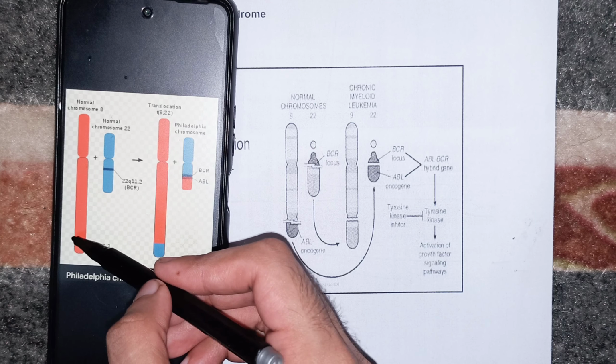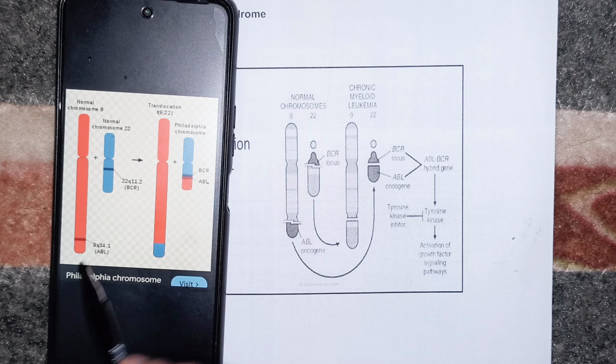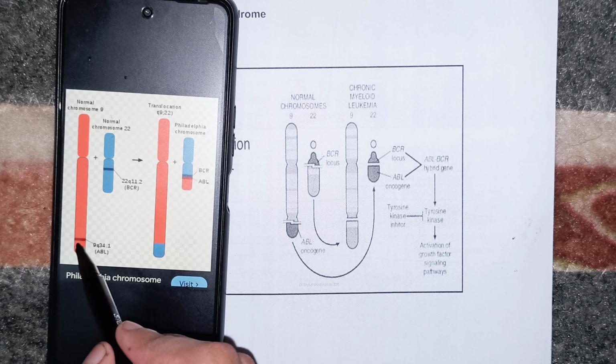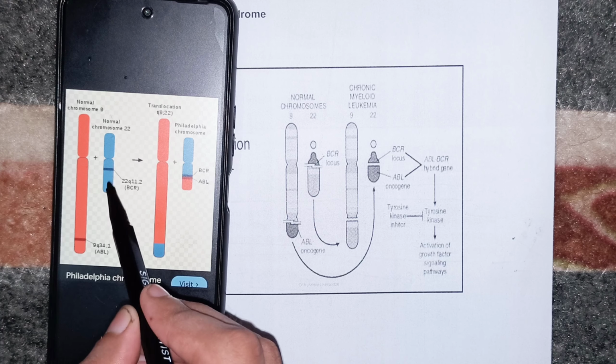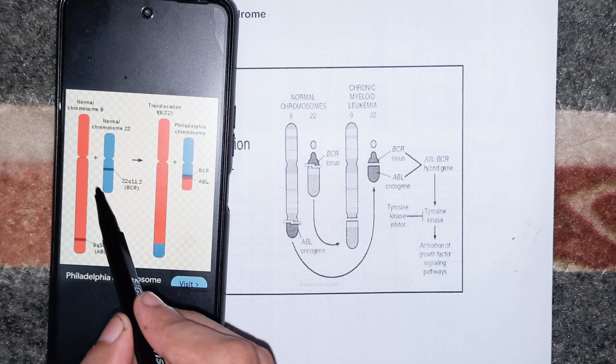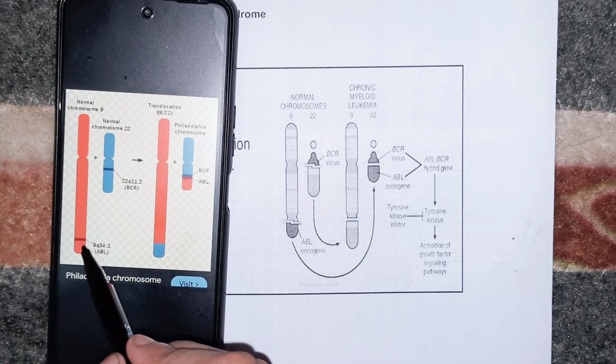That this portion of the ABL gene, the dark red portion below the ABL gene, below this red, this segment is just removed from here and added here just below the BCR. And the segment that was removed from here went and fit here.